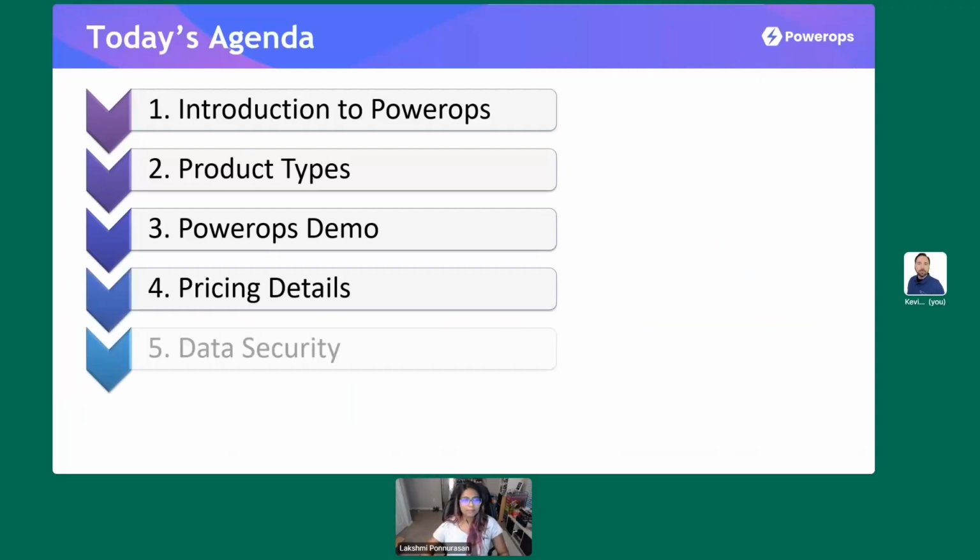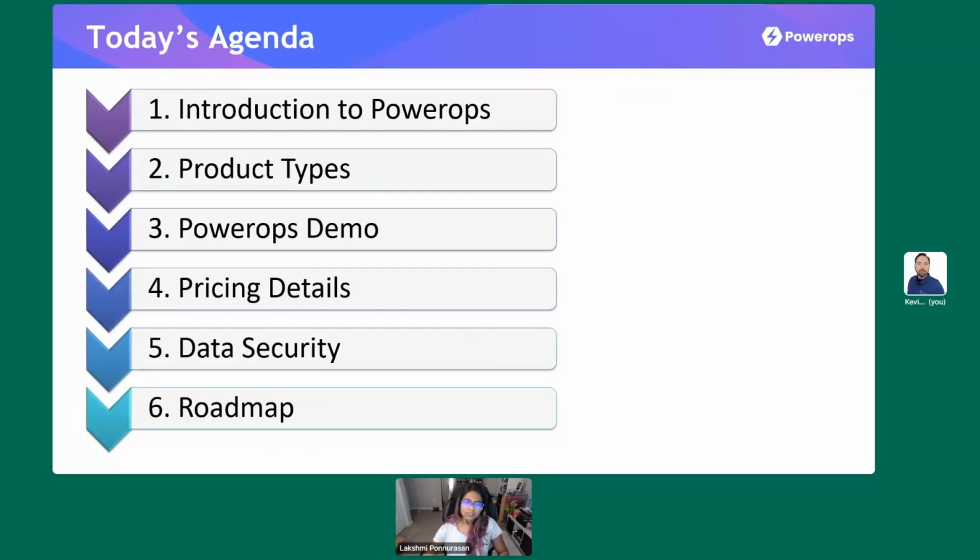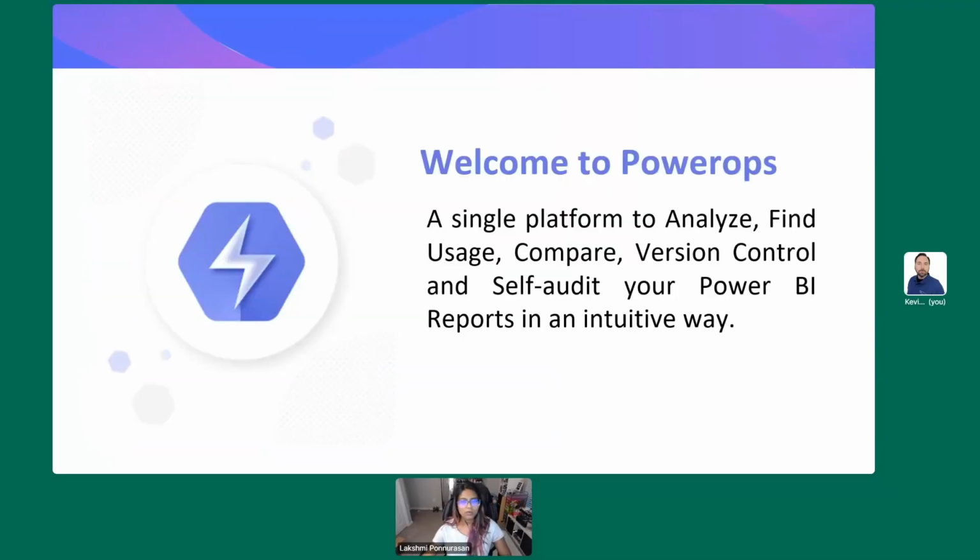Quickly coming to the game plan for today, I'm going to give you a quick introduction to what PowerOps is and what product types we offer, and then we'll dive straight into the PowerOps demo. Then a little about the pricing details, and a very important aspect I will cover is data security. I will also unveil what is on our roadmap. If you have any questions, type them in the chat. Kevin will convey them to me, or we can have a question session at the end of the session. Okay, so first, let's begin with what is PowerOps.